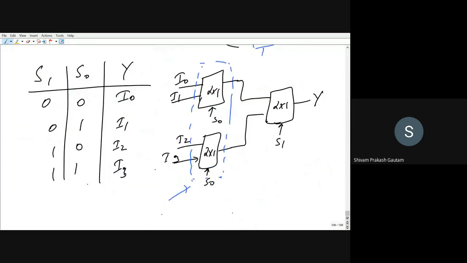You can see this is the second case where we have used one 2x1 mux. The select lines will be the same. In the first case it is S0, in the second case it is S1. It will not be that in the first case it is S0 and this will be S1. So the select line will remain the same: in the first case it is S0, and in the second case it is S1. Now how this will function, we will be seeing. Suppose for the first case we are seeing that S1 is 0 and S0 is 0.